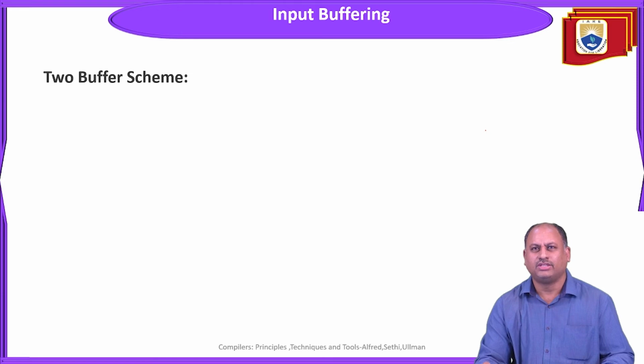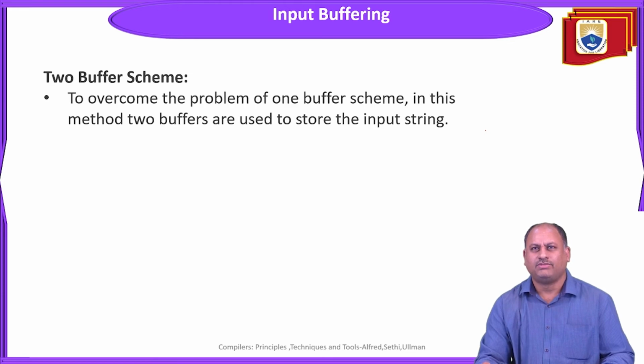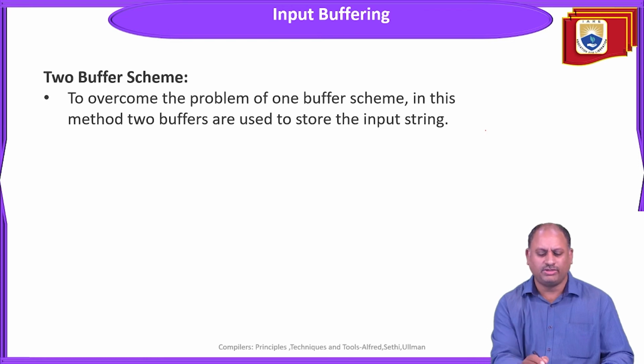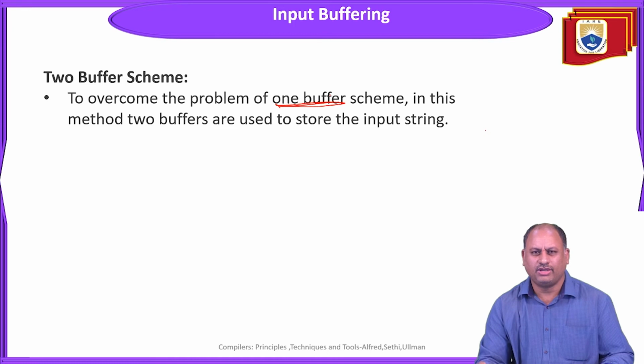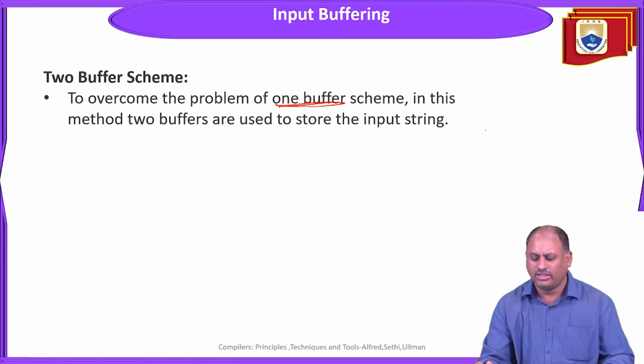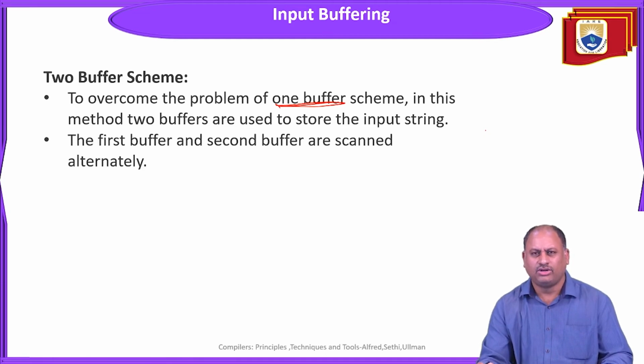So in the case of the two buffer mechanism, what happens? We are going to overcome the problem of one buffer. What is the problem in one buffer? Whenever the length of the lexeme is more than the buffer size, then the contents cannot be inserted into that buffer. So we have to override the existing contents and recognize the tokens. So to increase the length of the buffer, we have to use a two buffer technique.